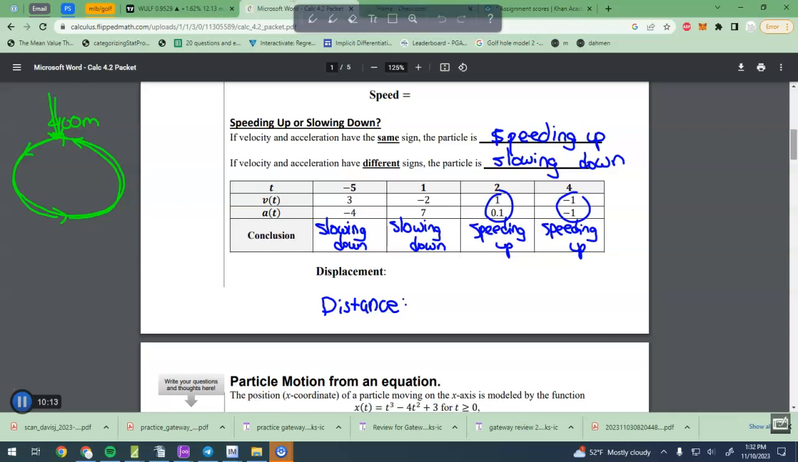So 25 meter pool, I swim down and back. What's my displacement? 0. My distance is 50, because 25 there, 25 back. So displacement is position relative to start. And distance is the amount traveled.